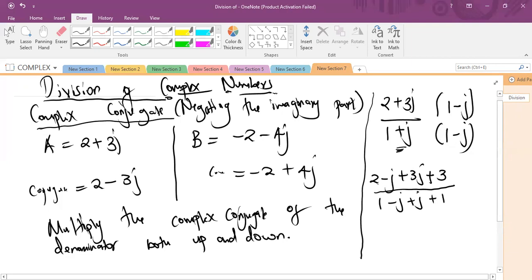So the upper part simplifies to 2 plus 3 will give us 5, minus j plus 3j will give us plus 2j. All this divided by the lower part, this and this will give 0, so 1 plus 1 will give 2. So the final answer is 5 over 2 plus 2 over 2j, and that's it. So to carry out division, you just get the complex conjugate of the denominator and multiply it both on the numerator and the denominator. That's it, guys.